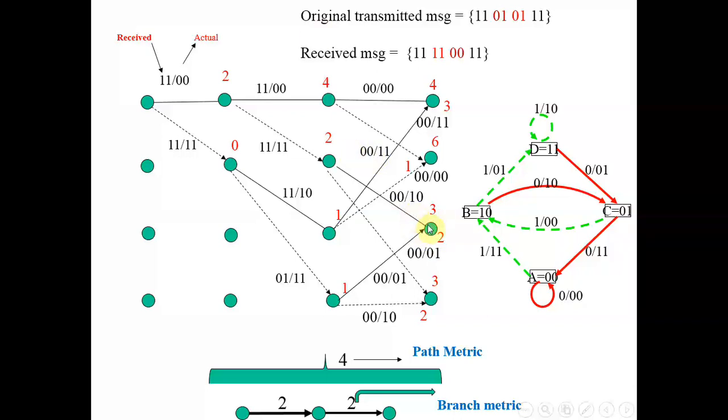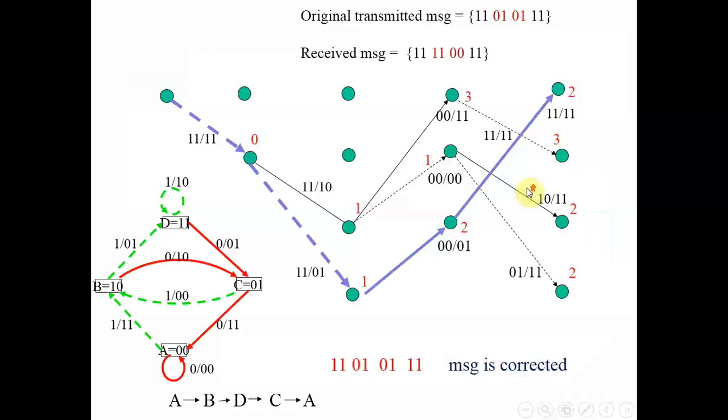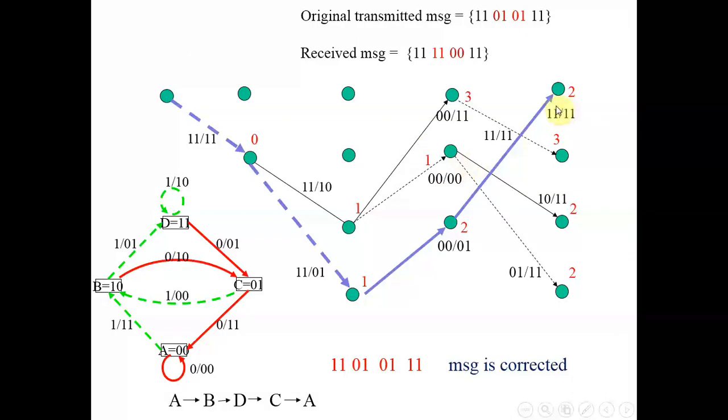If both the branches are giving you the same error, then which branch should be eliminated? But this is how the Viterbi algorithm will work. Now just for the last comparison: in sequential decoding, the decoding time is a function of channel SNR. So depending on how many bits are in error, your decoding time will increase. In Viterbi, the decoding time is independent of SNR. So if I am getting 4 pairs, total 8 bits, then Viterbi decoding will come up with the decision at the 4th stage. Suppose I have a total of 10 such pairs. Then at the 10th clock, I am going to get the decision, irrespective of how many bits are in error.